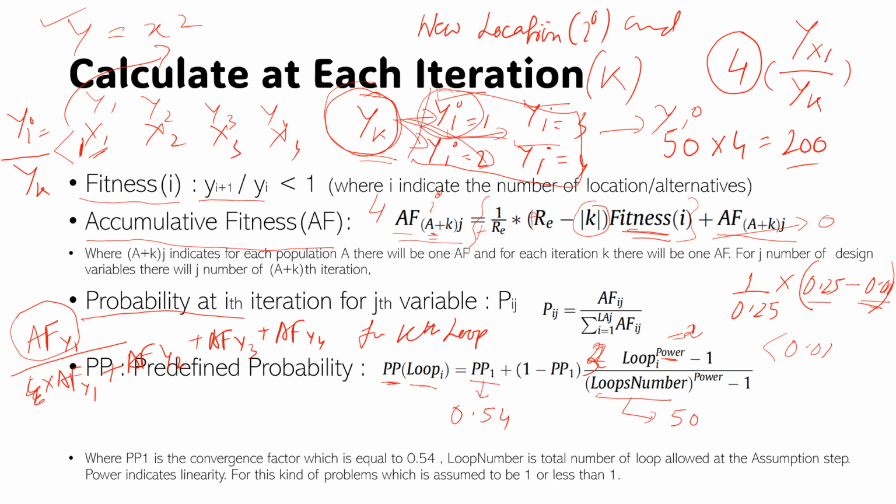For our case it is 50. This power and this power are the same, so accordingly you will get the value of the PP, that is, the predefined probability at each iteration, the real iteration, not the generation. When you are generating these 4 populations, we refer to it as I, but these I's actually indicate the number of generation. But here, in the Dolphin Echolocation Algorithm, K is the actual iteration, and we mention it as loop. So these 4 things you have to calculate at each iteration. Each iteration means K.